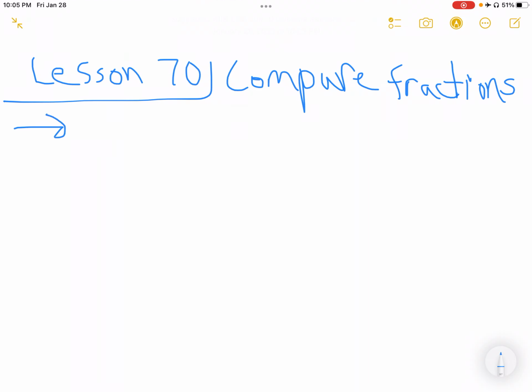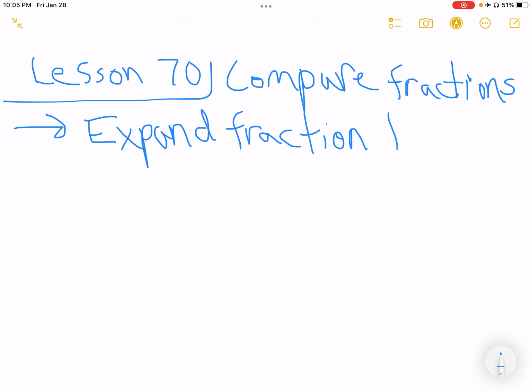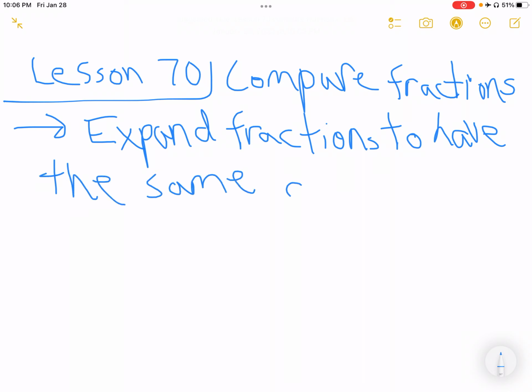And there's basically one step here that will help us, right? So if we expand fractions, fraction of t to have the same denominator, that'll help us compare it, right? Because then we can compare apples to apples, if you will, right?